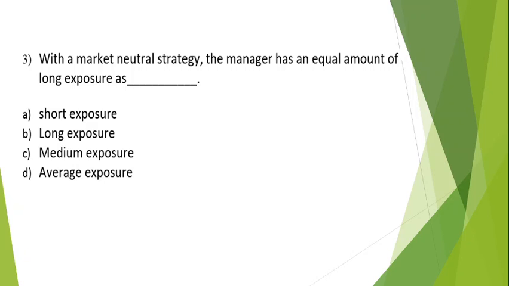Third question. With a market neutral strategy, the manager has an equal amount of long exposure as dash. Option A short exposure, option B long exposure, option C medium exposure, option D average exposure. What is the answer for this? The answer is option A, short exposure.